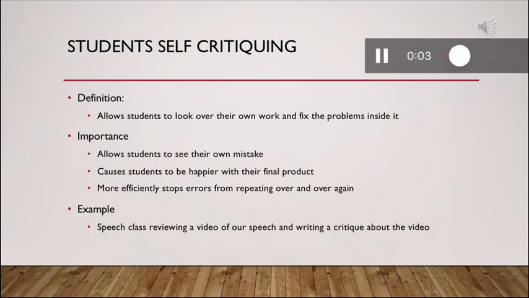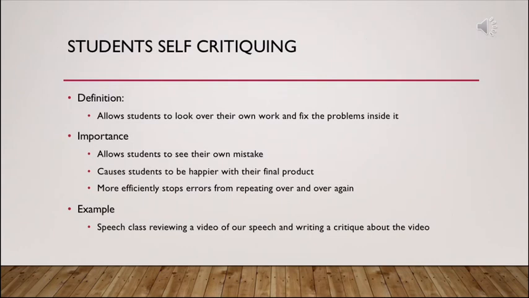Students self-critiquing is another way of hands-on learning. This allows students to look over their own work and fix the problems inside of it. It's important because it allows students to see their own mistakes and causes students to be happier with their final product as they fix and change things. It more effectively stops errors from repeating over and over again.